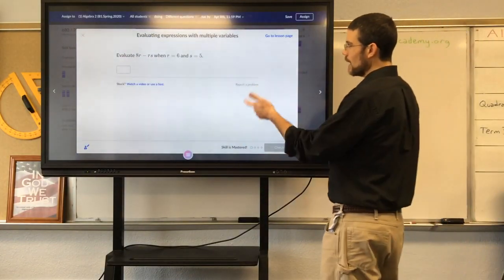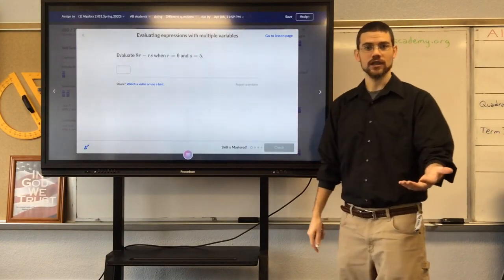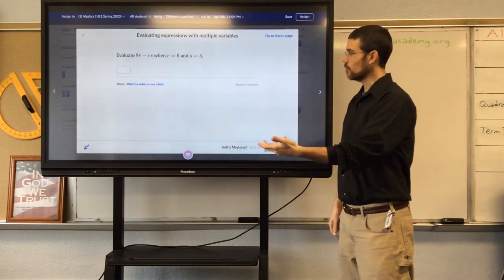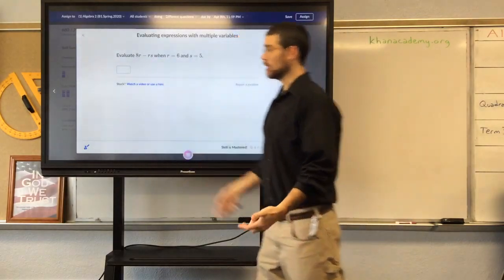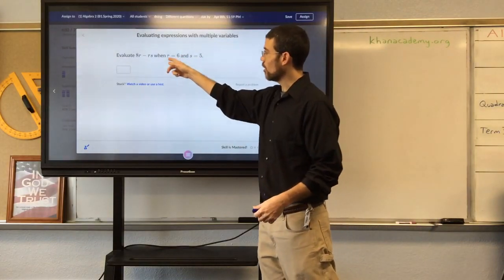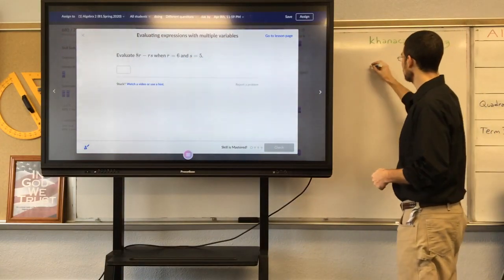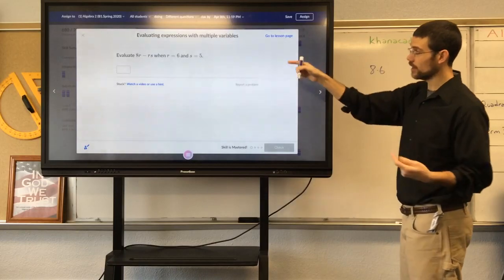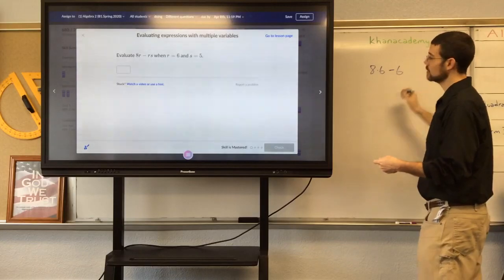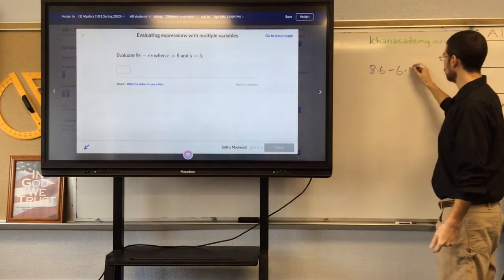All right, evaluate 8r minus r times s when r equals 6 and s equals 5. So just like in the previous set, they give us numbers that are equal to each of these variables and ask us to evaluate this expression or simplify it. So we substitute the numbers they give us for the variable that they're equal to. So in this case, 8 times r becomes 8 times 6, because r is 6. And then we subtract r again, r is 6, times s, and s is 5, so I'll substitute 5 in there.